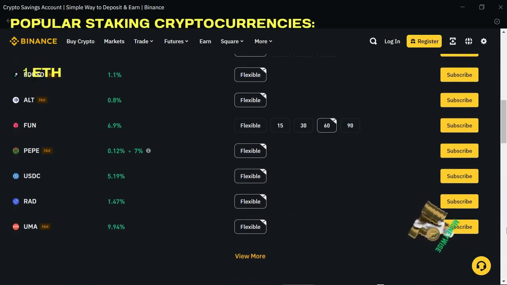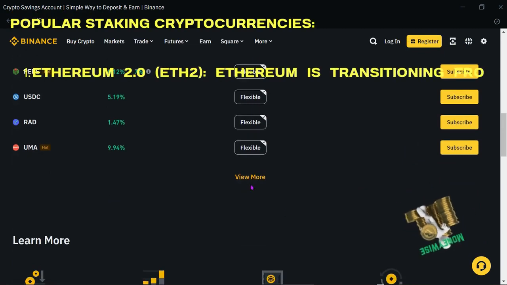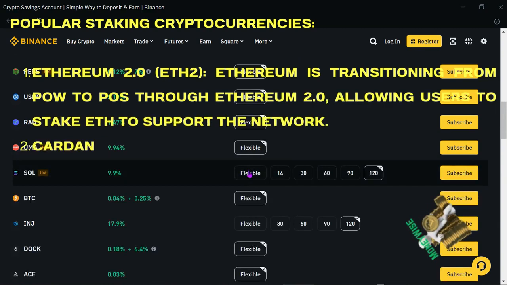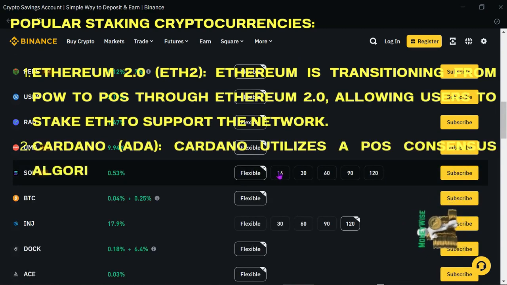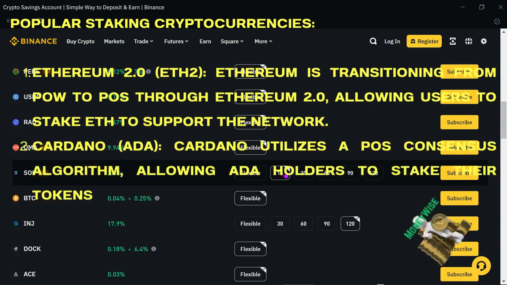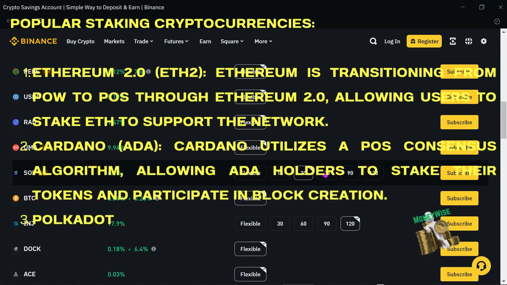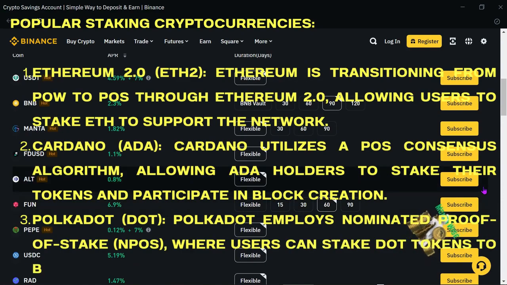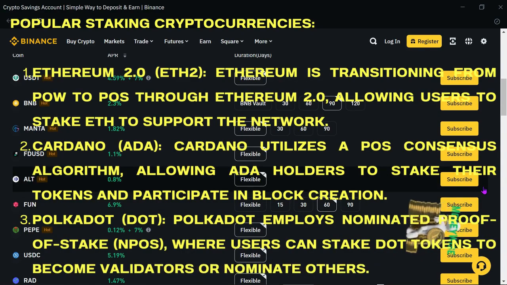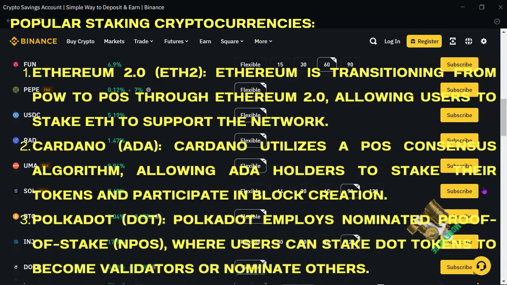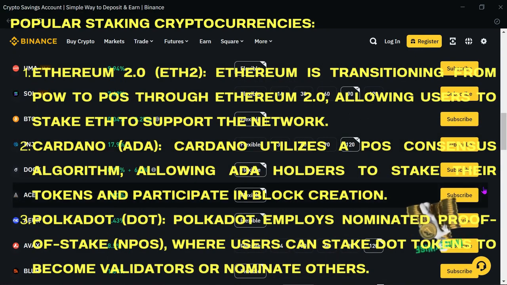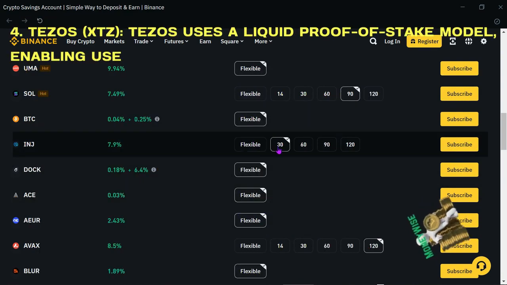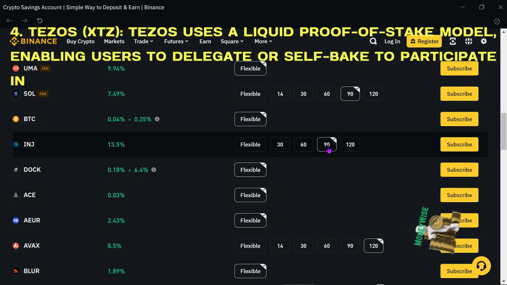Popular staking cryptocurrencies. 1. Ethereum 2.0 (ETH2). Ethereum is transitioning from PoW to PoS through Ethereum 2.0, allowing users to stake ETH to support the network. 2. Cardano (ADA). Cardano utilizes a PoS consensus algorithm, allowing ADA holders to stake their tokens and participate in block creation. 3. Polkadot. Polkadot employs nominated proof of stake (NPoS), where users can stake DOT tokens to become validators or nominate others. 4. Tezos. Tezos uses a liquid proof of stake model, enabling users to delegate or self-bake to participate in block creation.